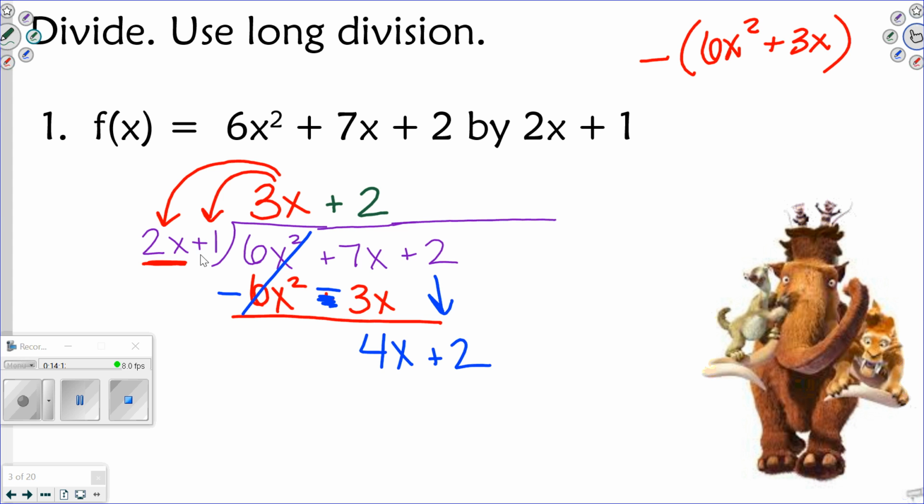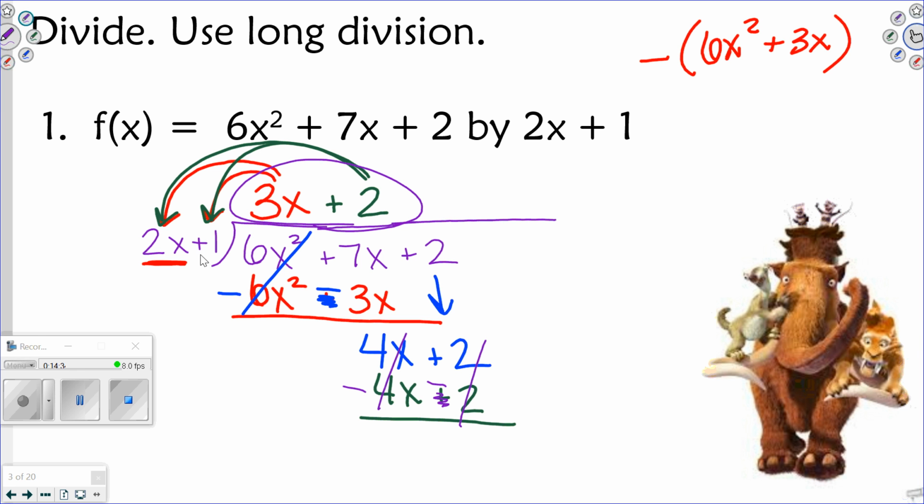And then what do we do? We distribute. 2 times 2x and 2 times 1 is plus 2. And then we have to change your signs, so that becomes a minus. That becomes a minus. You're right, and they both cancel out. So is there a remainder? No. It's 3x plus 2.